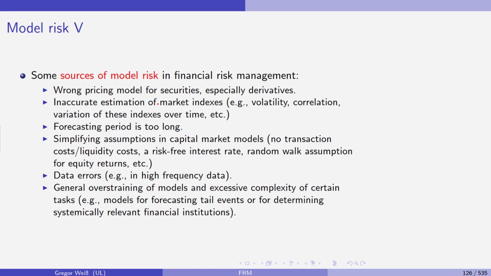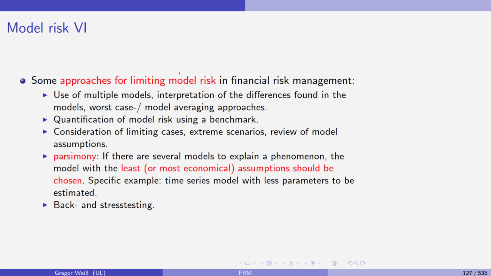General overstraining of models and excessive complexity of certain tasks. For example, we want to model and forecast tail events, determine systemically relevant financial institutions, and we want to forecast the S&P 500 for the next 10 years. That's not possible. We don't know where the S&P 500 will be in 10 years, so this is a general overstraining of models. Okay, so what can we do to limit model risk?